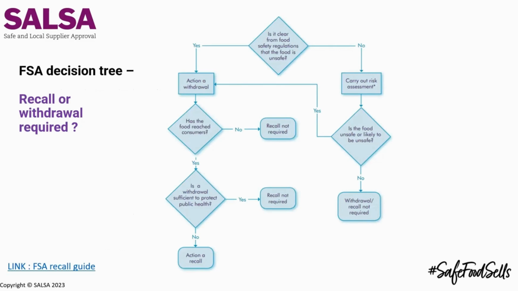So if the product has gone to a customer, you decide whether it's a recall or withdrawal. If it's actually not gone to customers, then it's a withdrawal. If it's gone to the final consumers, maybe it's gone to a retailer or it's in a shop or a catering unit, then you need to have a recall, which means you need to have the product back or tell them to stop consuming the product. Ensure that the product is no longer available for consumption.